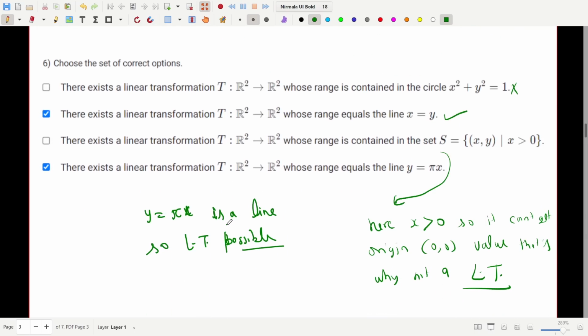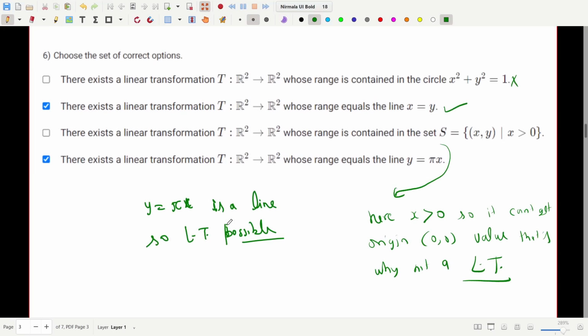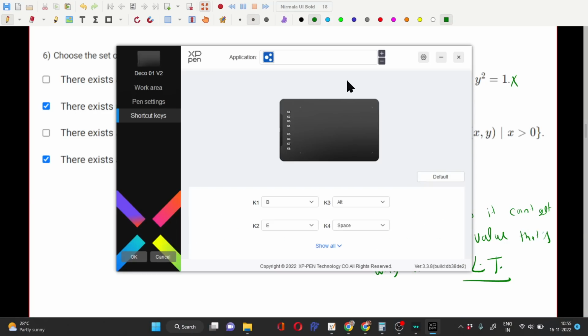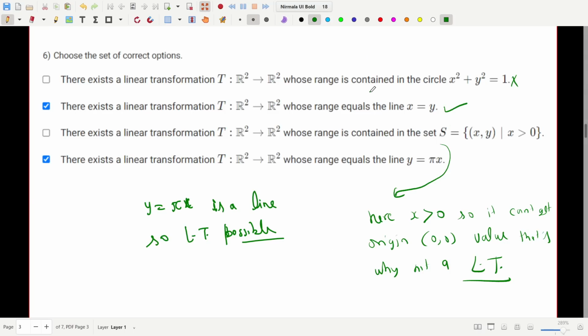The next question is to select the correct option. There exists a linear transformation R2 to R2 whose range is contained in the circle x squared plus y squared equals 1. It is the formula of a circle, and we know that the range of a linear transformation will not be in circle form. It should always be in linear form. So this option is wrong.